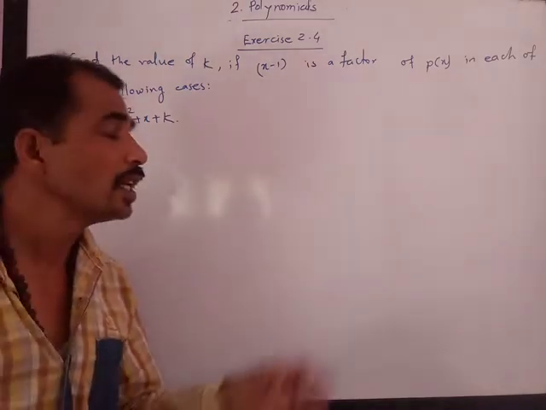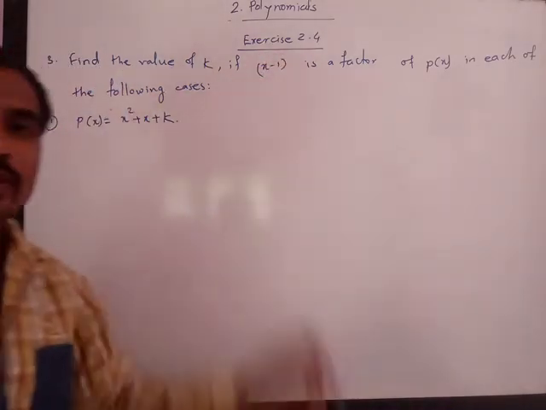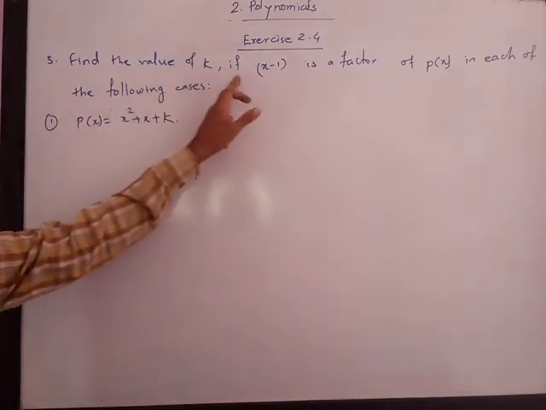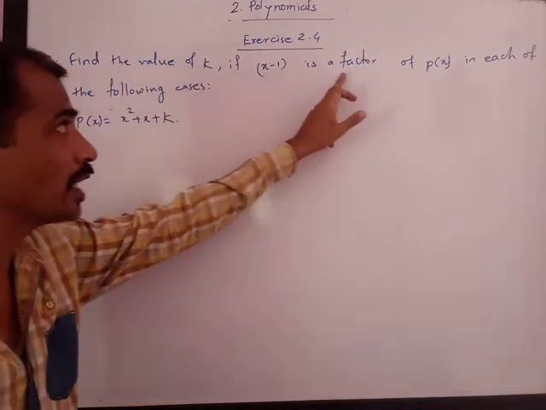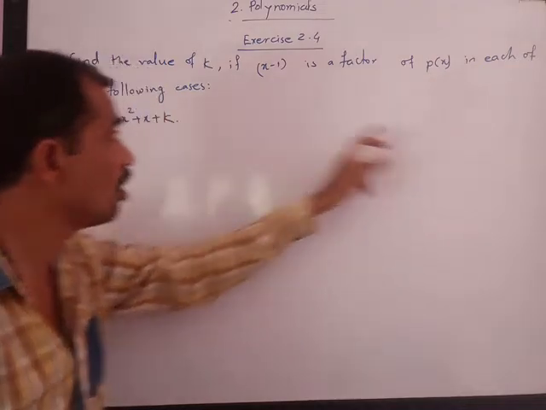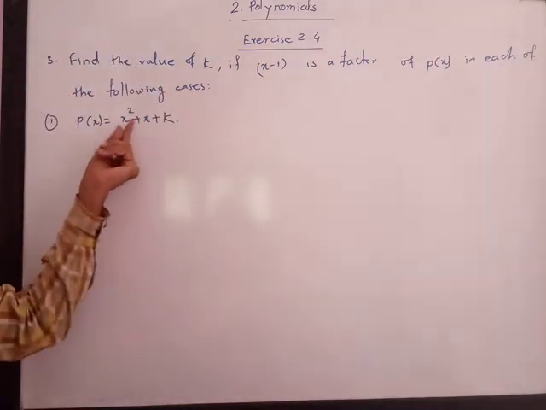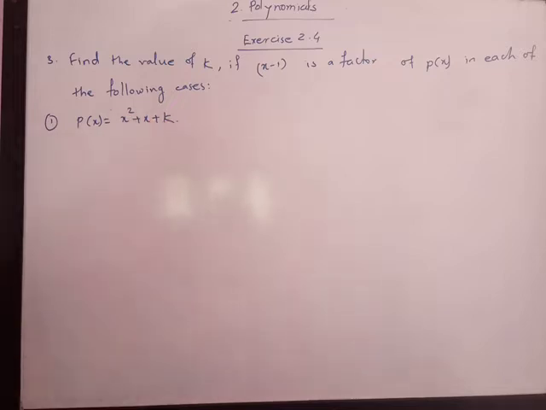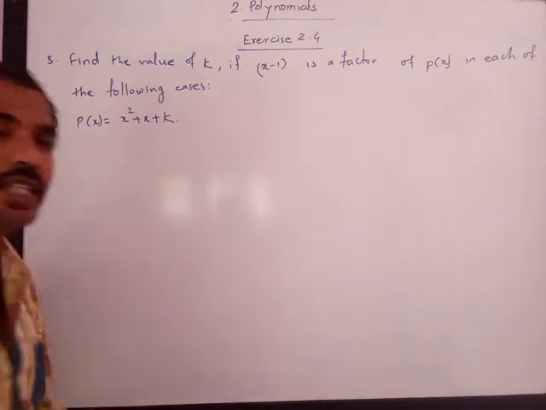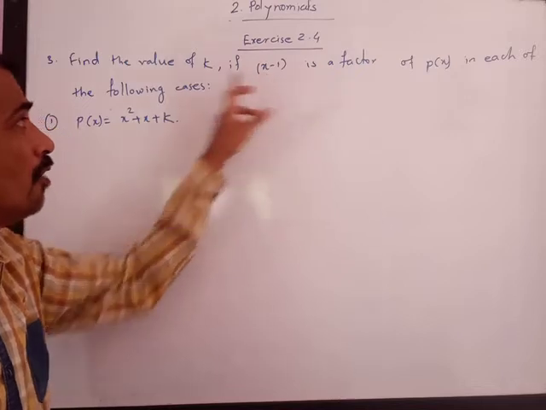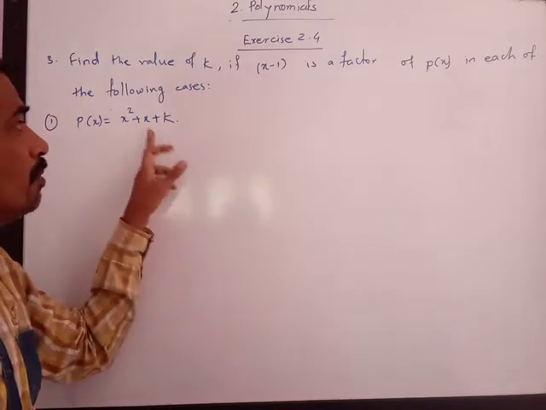Students, today let us solve the third problem of exercise 2.4. Question is, find the value of k if x minus 1 is a factor of p of x in each of the following cases. In that first question is, p of x is equal to x square plus x plus k. Please note, here we are given that x minus 1 is a factor. If x minus 1 is a factor, then the value of this polynomial at 1 must be equal to 0.